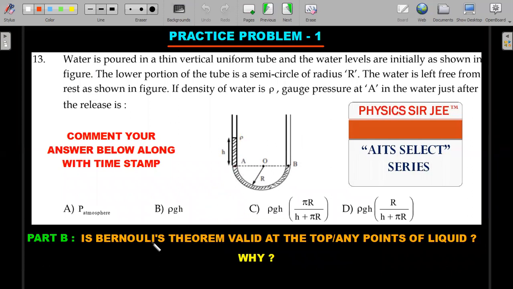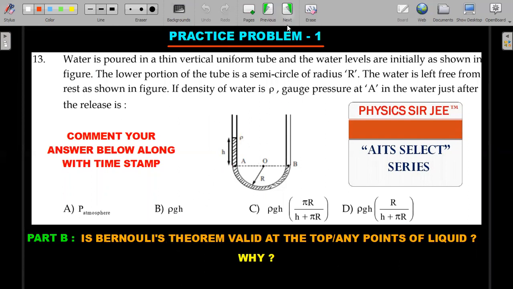Not only that, part B of the question that I would request is: is Bernoulli's theorem valid at the top or any of the points inside the liquid? Let's say I choose this top point and this top point immediately after release. Since there are no collisions here, as I said, the liquid will oscillate. No viscosity, no collisions, energy is conserved. So just because energy is conserved, can you say Bernoulli's theorem is valid between the top points? If so, why is it valid? If not, more importantly, why is it not valid? I would request you to comment in the comment section below.